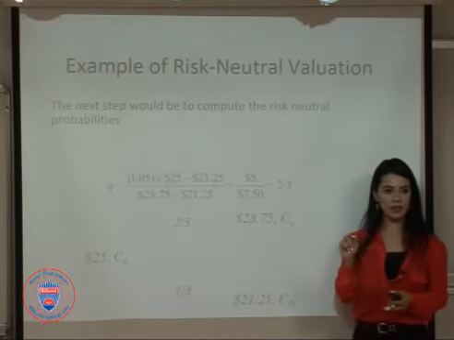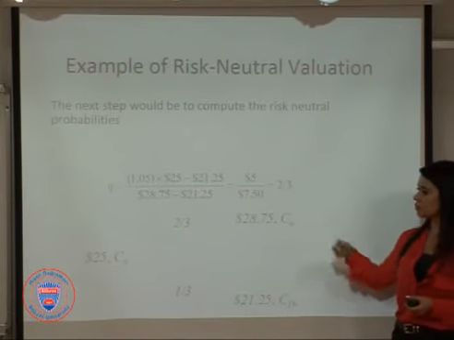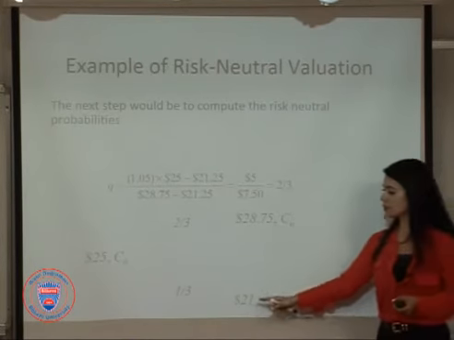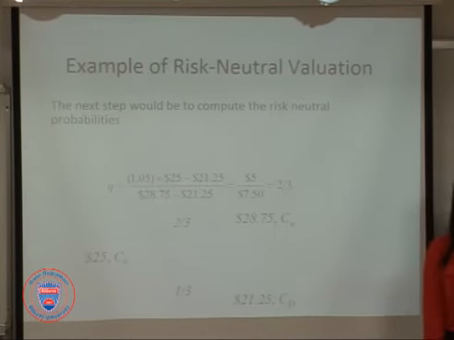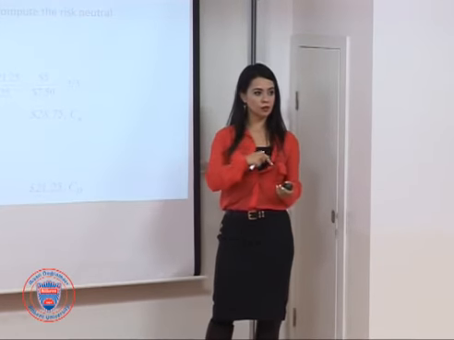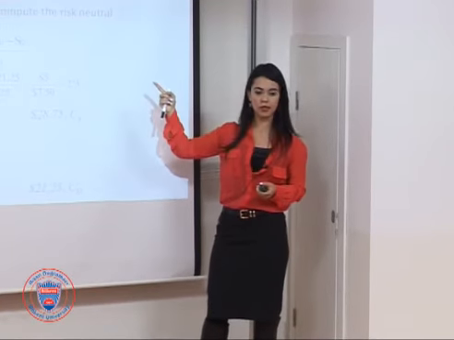So just plug numbers in the formula, that's it. And from here, I find that the probability of having an up state will be 2 over 3. So the probability of having a down state will be equal to 1 over 3. From here, I can calculate the call option price, again with the same formula.